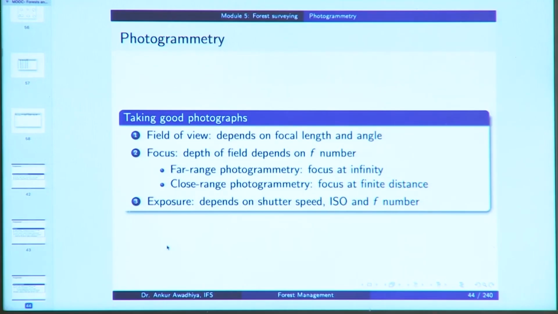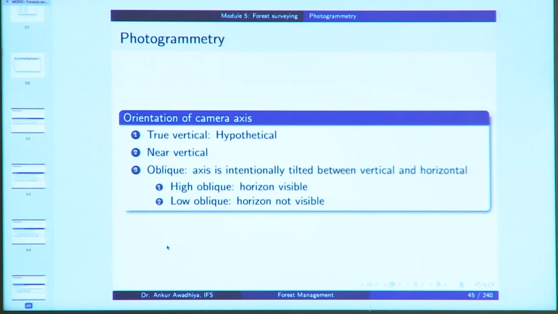Here we defined far range photogrammetry, where the focus is at infinity, and close range photogrammetry, where the focus is at a finite distance. And we saw that exposure depends on shutter speed, ISO and the f number.